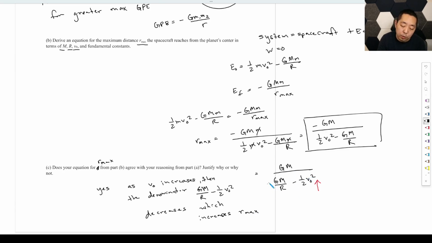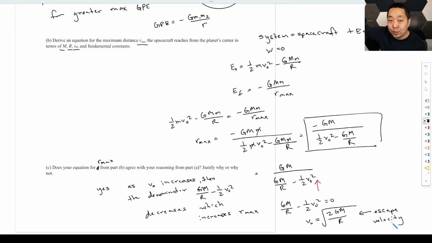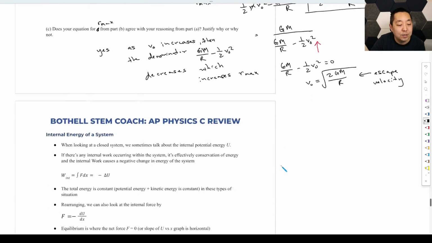Okay, so that's the justification. Now you might notice, hey, what happens when it divides by 0 here? This is just a side note. If you solve for this V0, it's the square root of 2GM over R. This is called the escape velocity. This is the amount of velocity you would need to launch it so that it never returns back to Earth. As long as you hit that speed, it just goes on forever. It will go to infinite distance because you'll be dividing by a number closer and closer to 0.